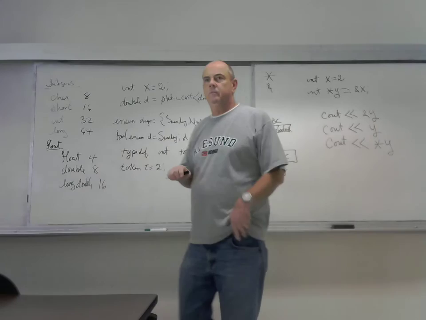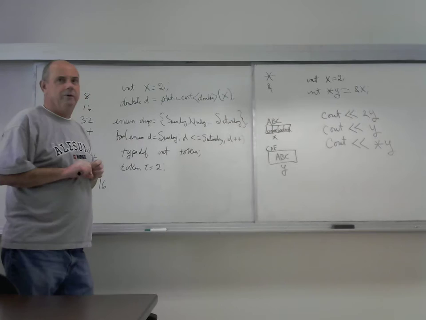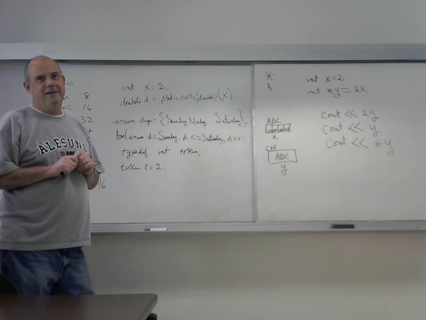Okay, the first one prints CDE. The second one prints ABC. And the last one prints 2. Does this make sense? The first one.